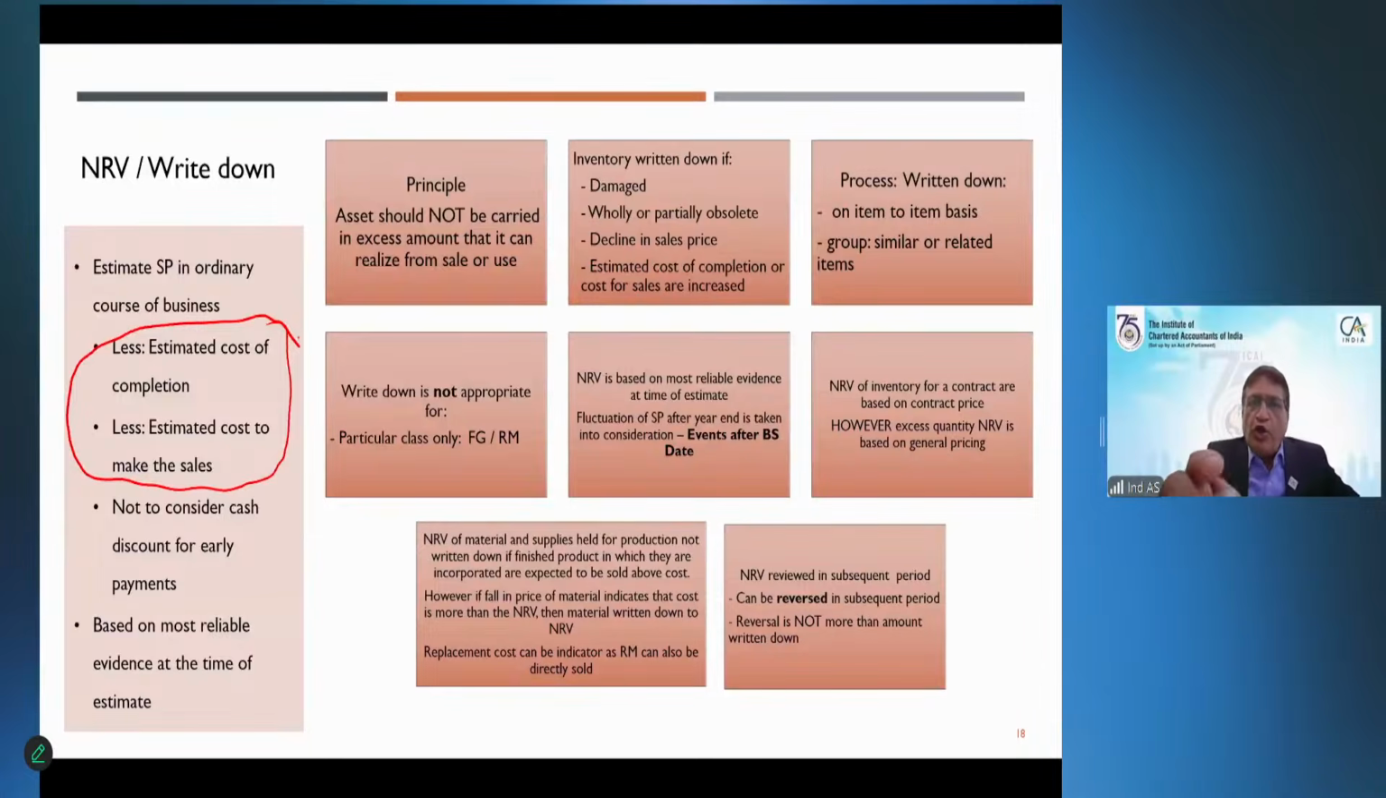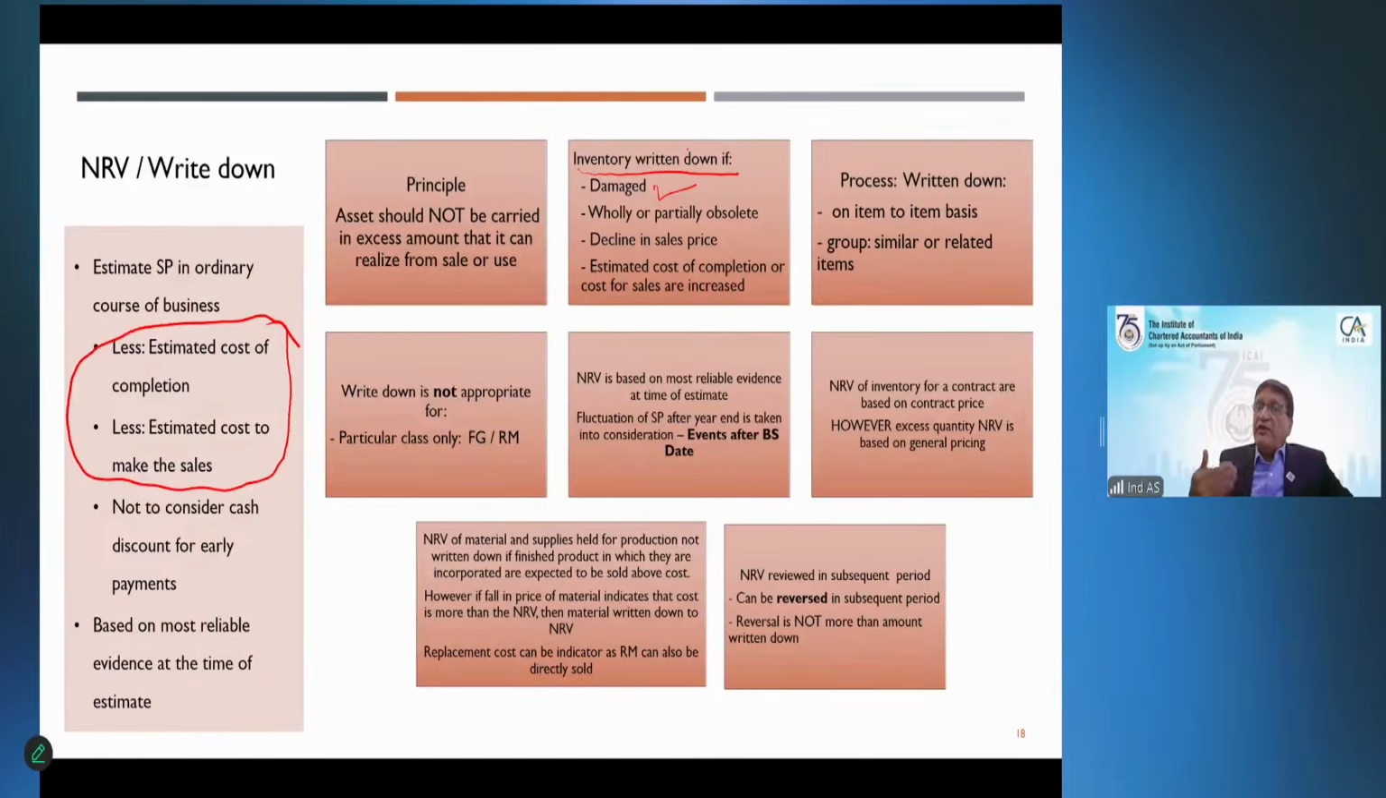Now, normally inventory write down may also happen in case of damages. So say suppose there is a large depot and the inventory has been damaged. So whenever the inventory is damaged, the cost has to be brought down. So it is also a part of bringing it down.